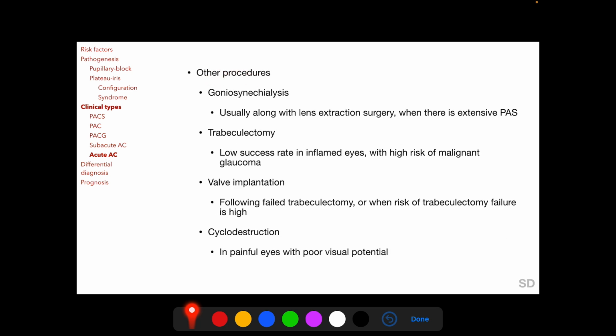Other surgical procedures include goniosynechial lysis, which is usually done along with lens extraction when there is extensive peripheral anterior synechia. Trabeculectomy has a low success rate in inflamed eyes with a high risk of malignant glaucoma, and valve implantation is a consideration following failed trabeculectomy or when the risk of trabeculectomy failure is high. And cyclodestruction is the last option in painful eyes with poor visual potential.